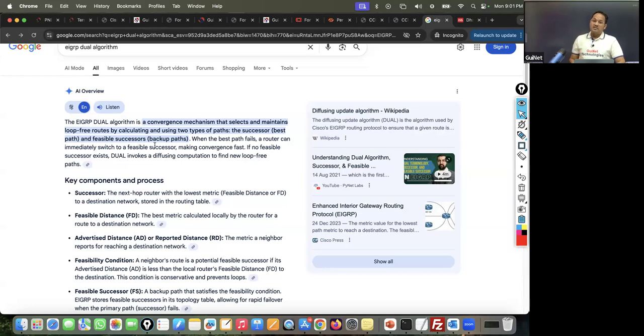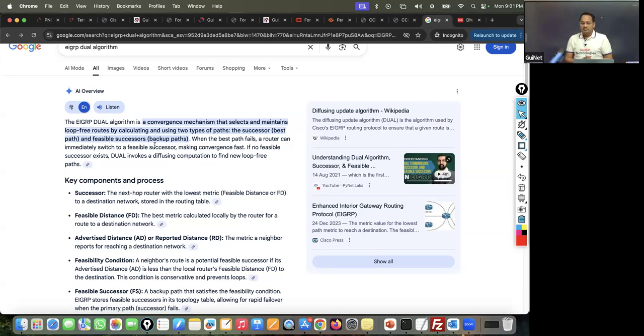So why is it fastest? In case my primary path goes down for any reason, immediately it is going to shift the traffic to the backup path because they already have the backup path. Other routing protocols need to recalculate the backup path. If I am running OSPF as well, it is not going to put the backup path in the routing table or the FIB table, immediately available in case my primary goes down.